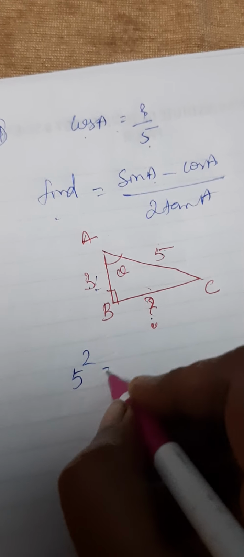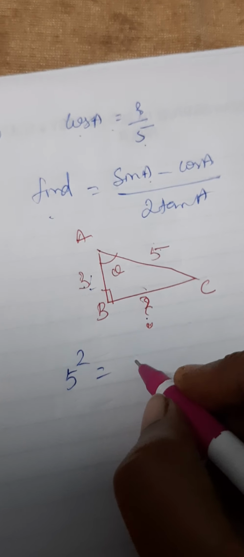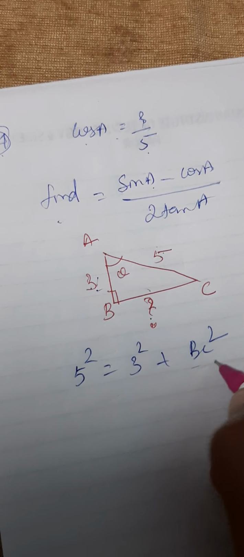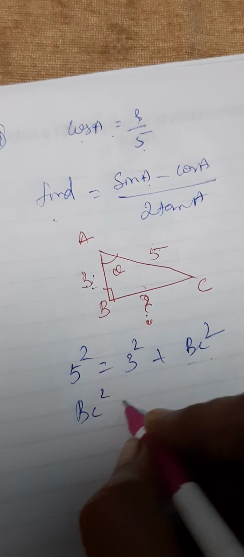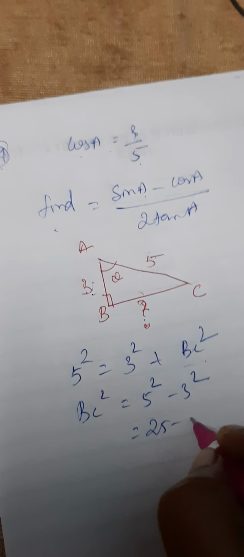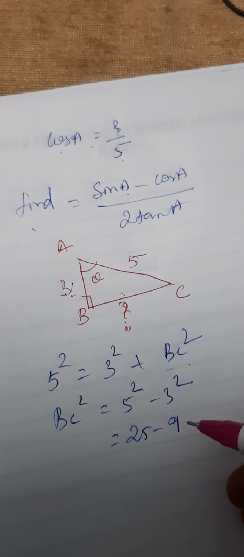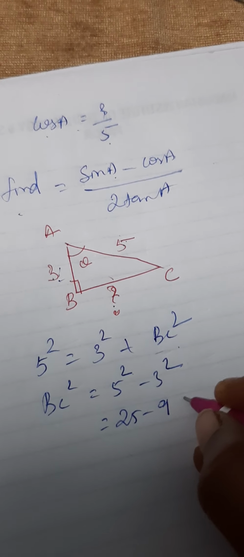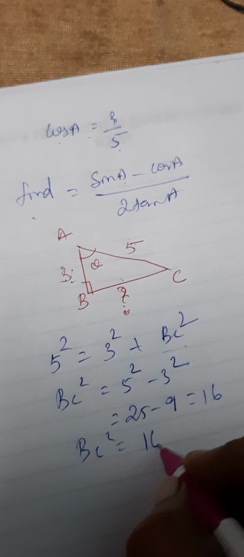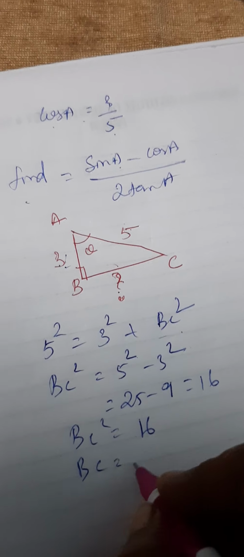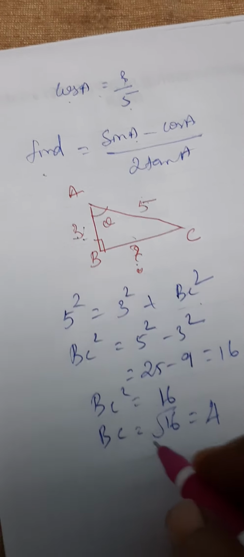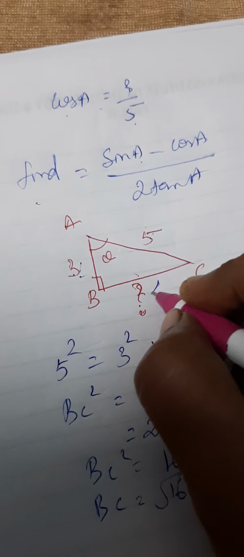Using Pythagoras theorem, 5 square is equal to 3 square plus BC square. So this is the opposite side. So BC square is equal to 5 square minus 3 square. So that is equal to 25 minus 9, which will be equal to 16. So BC square is equal to 16. So BC will be equal to root of 16, that is equal to 4, because 4 fours are 16. So we have found it to be 4.